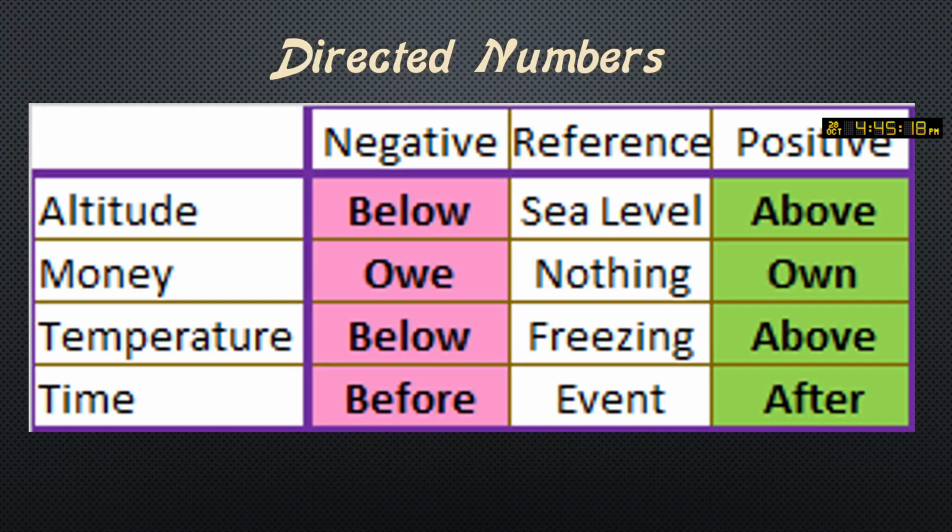So, of course, the reference points are sea level, money, where there's nothing, temperature, freezing or 0, and time, which is when the event happens. So we use negative if you are below sea level, if you owe money, if the temperature is below 0, or if it is before an event. We use a positive value or a positive sign if we are above sea level, if we own money, if the temperature is above 0, and if it's after an event.